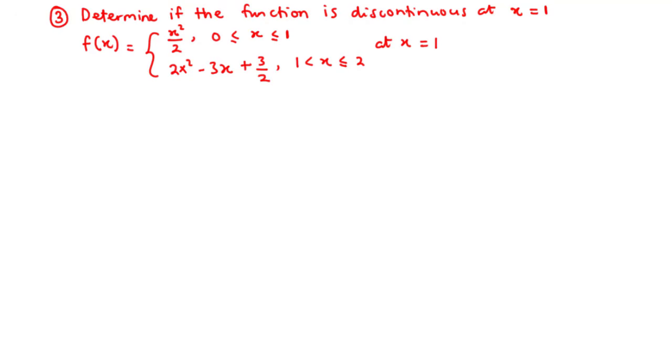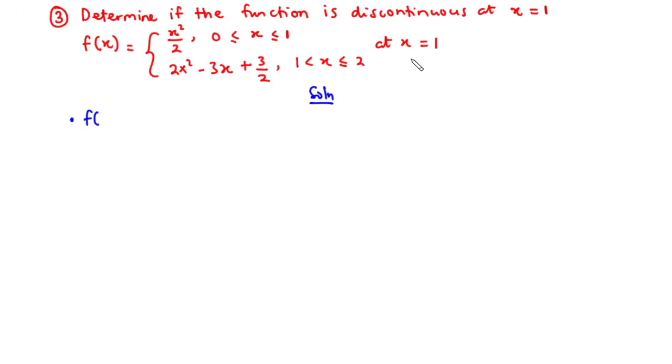Now to question 3. Determine if the function is discontinuous at x equals 1. Now we have the function f of x equals x squared divided by 2, where 0 is less than or equal to x is less than or equal to 1, and then 2x squared minus 3x plus 3 over 2, where 1 is less than x is less than or equal to 2. So let's try to solve this question. So the first thing we are going to do is to find f of a.